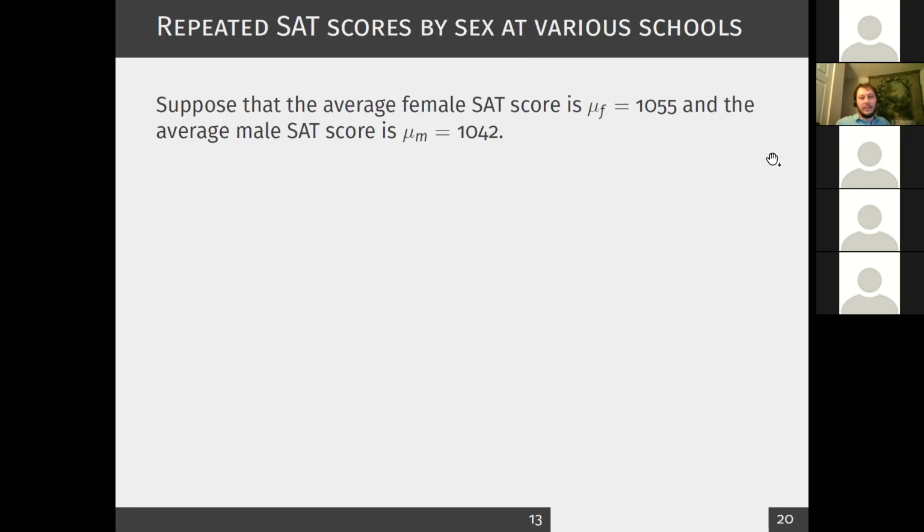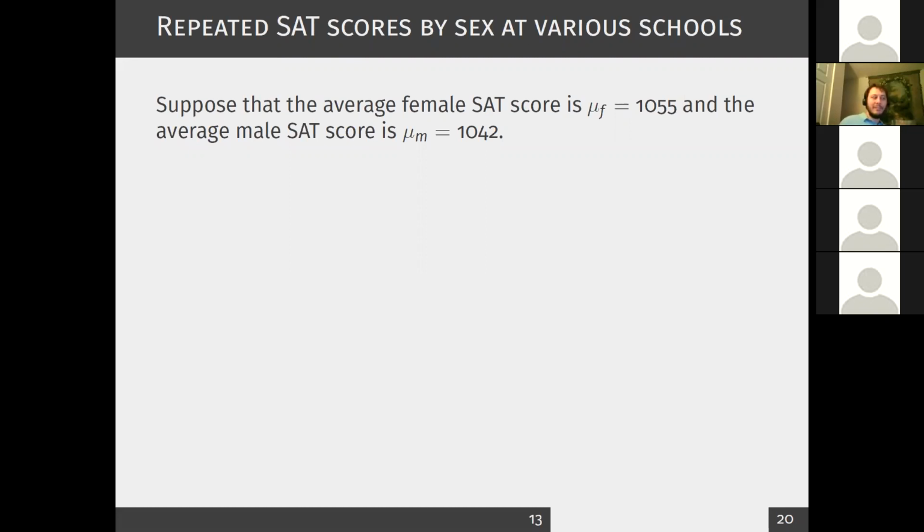All right, so now we're sticking with SAT scores, and now we're going to have even more layers. You could call this hierarchical modeling. Really, they're all hierarchical modeling though, but this would be more likely to be called hierarchical modeling. So we're going to have a female SAT score average of 1055 overall, a male SAT score average of 1042 overall, and every school, so we're not talking about log income, we don't have lines anymore, but we're sticking with SAT scores. Every school has its own effect on SAT score.